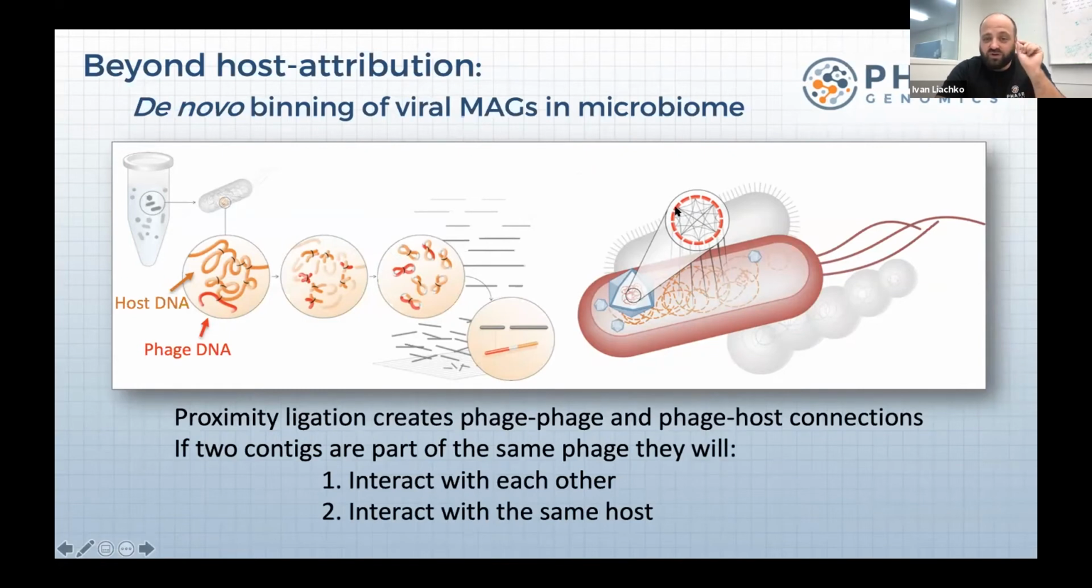They will interact with one another, just like bacterial contigs in the metagenome assembly. So the two phage contigs will be touching each other, but they will also be touching the same host. And if you have those two pieces of information, you can not only take a known phage and affiliate it with a particular host, you can actually de novo reconstruct phage genomes from a metagenomic community without any culturing. So you can simultaneously reconstruct viral MAGs and connect them to their host at the same time.